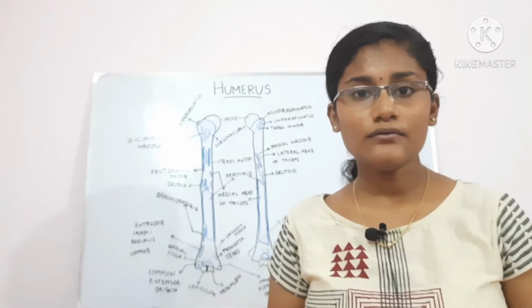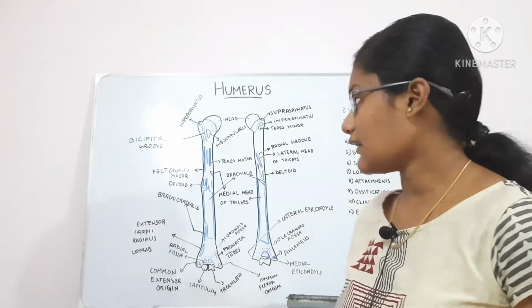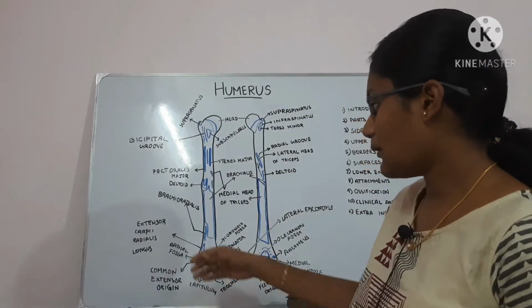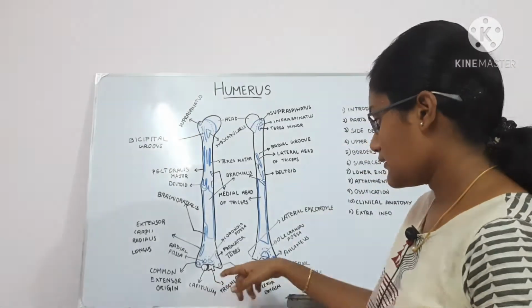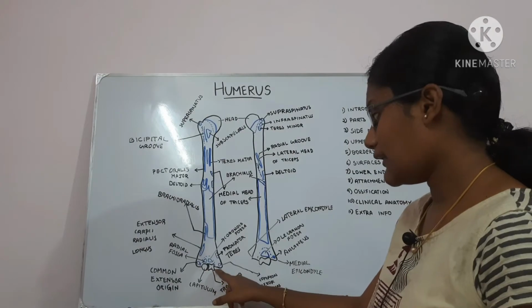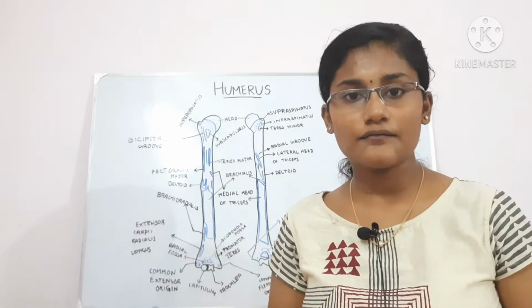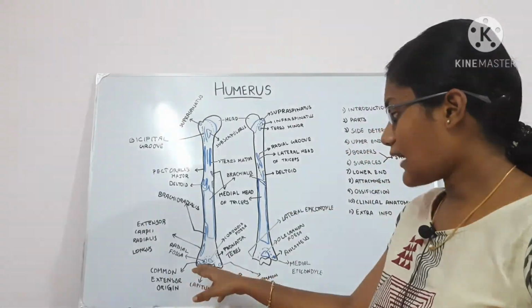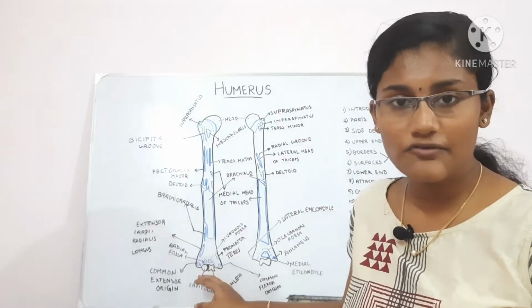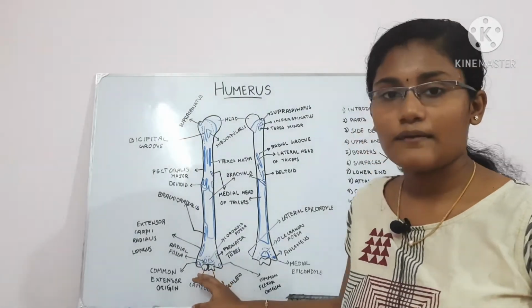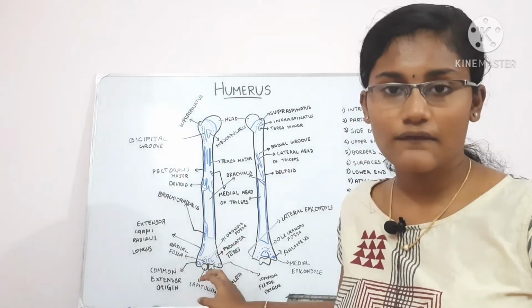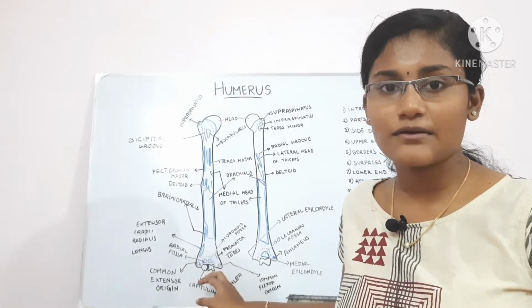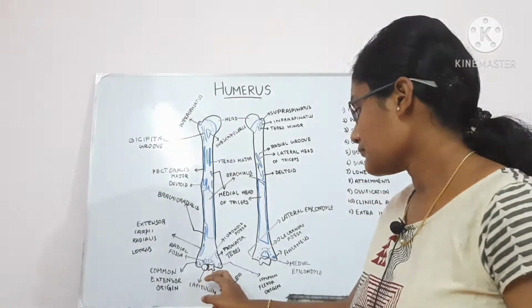Okay, now let's move on to the next thing, that is the lower end. The lower end of the humerus has the capitulum and trochlea, which are the articular parts of the humerus. The capitulum is a convex rounded projection which articulates with the head of the radius, and the trochlea is a pulley shaped structure on the medial end and it articulates with the trochlear notch of the ulna.